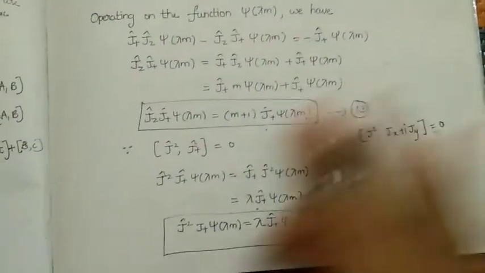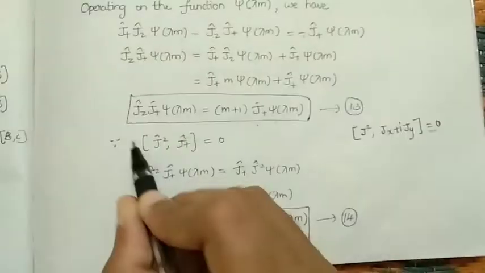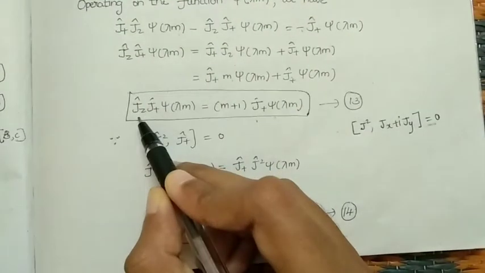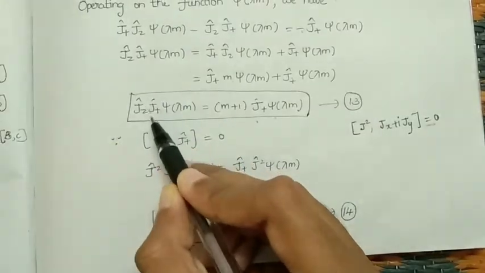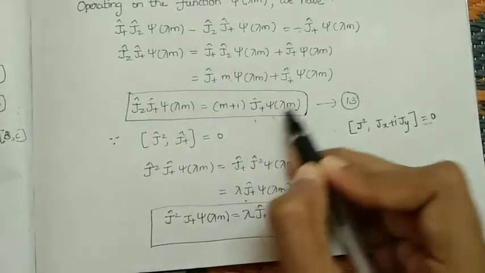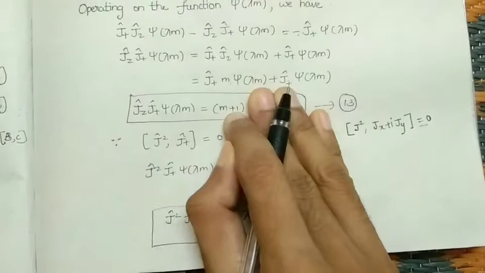So overall if we see, Jz is operating on this wave function, and it is giving the same wave function multiplied with its eigenvalue m plus 1.